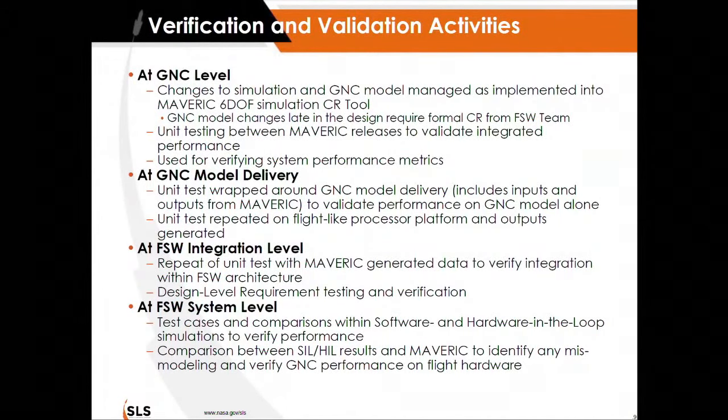We do unit testing between Maverick releases, so as our base code changes, as our dynamics model changes, or other flight inputs change, we have traceability so that we can say five versions ago, this is what the results were, they're still good, and as we make changes, we can see how the changes affect our performance verification requirements. Then at the GNC model delivery, we build a unit test case wrapped around that, basically from our simulation, take the inputs from the sim, take the outputs of our GNC model, and then when we pull out the GNC model, we run that test again with those same inputs and verify we get the same outputs for that level of unit testing.